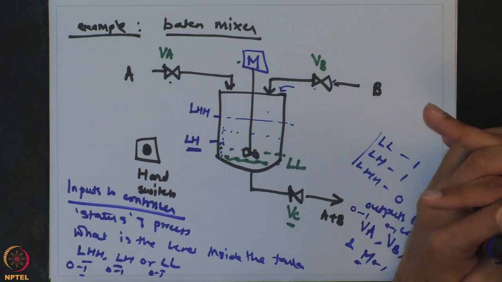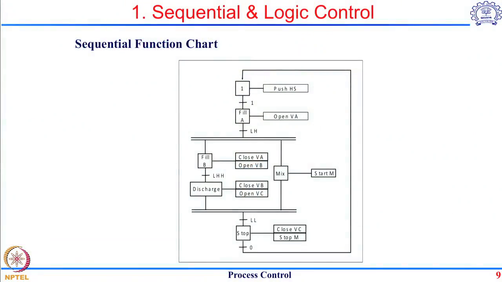So, the first thing in order to incorporate this is that you need to formulate what is known as a sequential and logic diagram, or sequential function chart, which tells you what sort of actions are going to happen sequentially, what actions are going to happen in parallel, and what the different steps inside the process are. So, let us see how such a diagram can be drawn for this system.